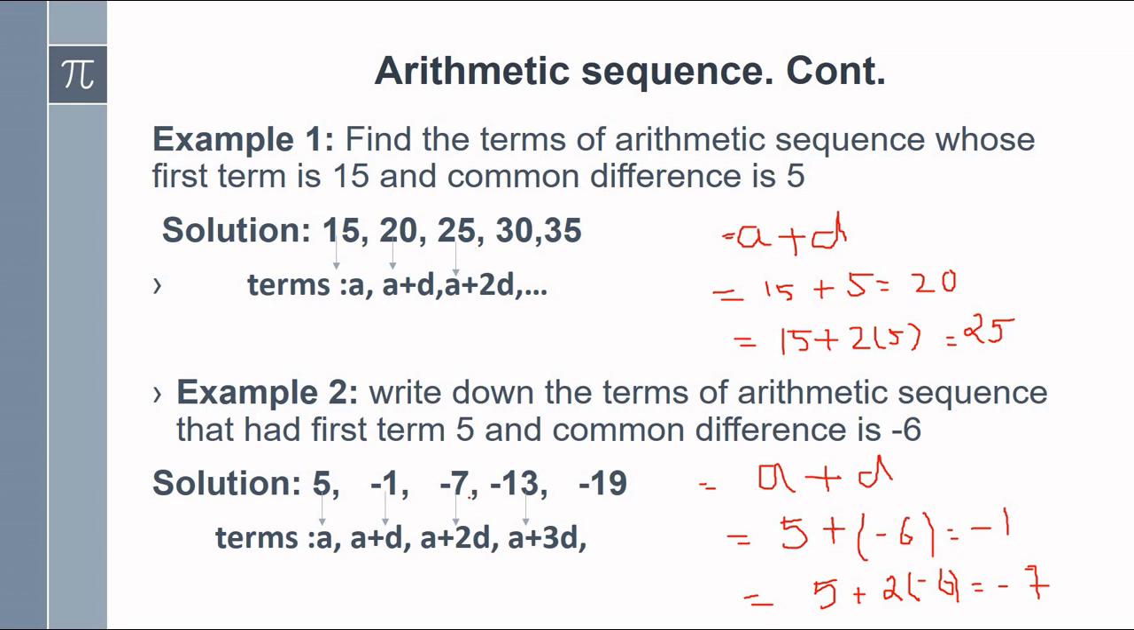And in case we want to find the third term, we will use a plus 2d. A is 5, d is minus 6, multiplied by 2, and if we compute this equation we will get minus 7, which is the third term in the sequence. So we can do this process again and again to find the next term in the sequence.